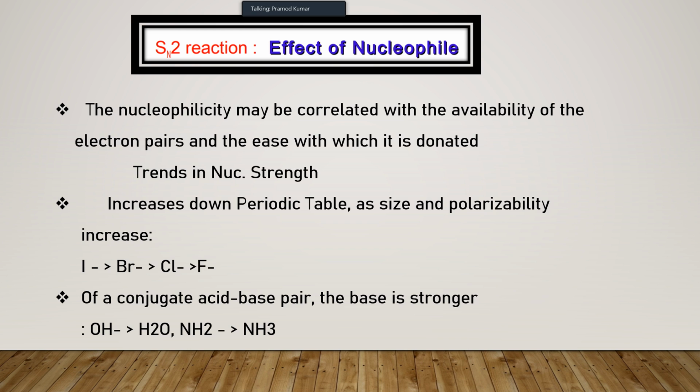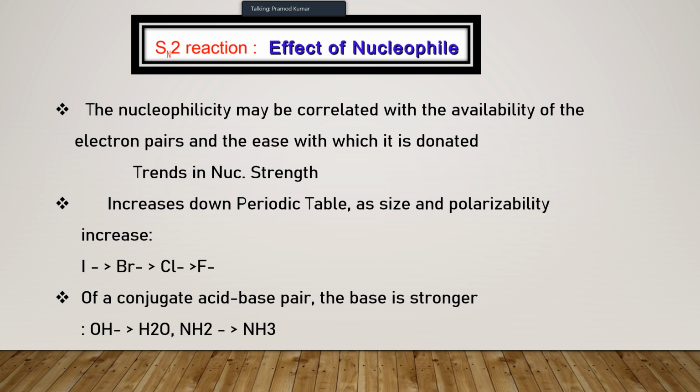Okay, that's the reason. Now the effect of the nucleophile in the SN2 reaction. What type of nucleophile? Nucleophilicity may be correlated to the availability of the lone pair of electrons and the ease with which it is donated. So nucleophilicity depends upon the availability of the lone pair of electrons, meaning how easily the lone pair of electrons is available and the ease with which the lone pair is donated. This sets the trend for your nucleophilic center.